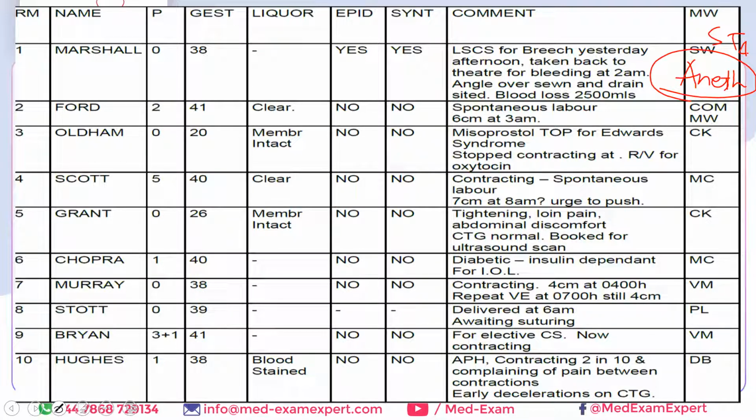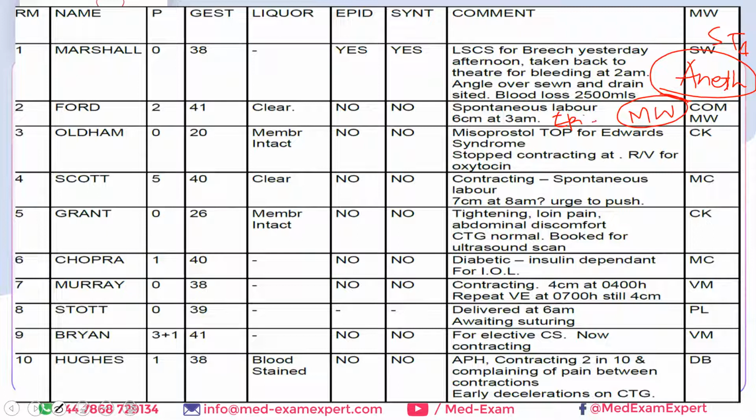Coming towards room number 2. As I can see, she's a second gravida, 41 weeks, and she was 6 centimeters at 3 a.m. I would like to know her per vaginal findings at this time, as it's 8 a.m. and her per vaginal examination is due. So I will send a midwife there to tell me the findings at this moment, her CTG findings, how she is contracting, and the findings of the partogram. And she will ask if she's having any pain, and whether there's a need for epidural or not.